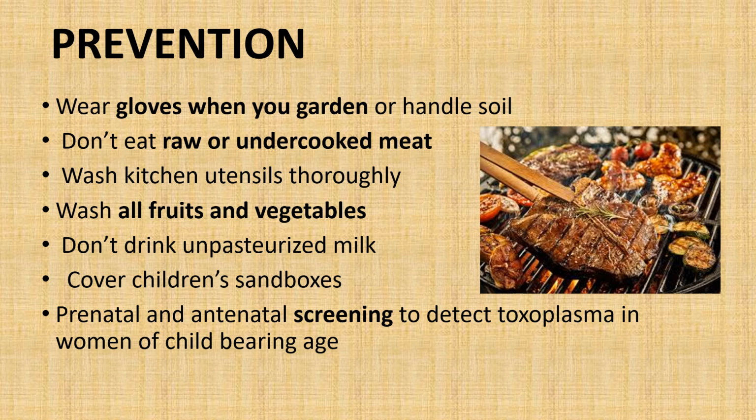Finally, prevention of toxoplasmosis के लिए क्या करना है जी? You have to wear gloves when you garden. Raw या undercooked meat मत खाइए. Cook your food properly before you eat it. Wash your kitchen utensils thoroughly. Fruits, vegetables, wash them properly as well. Do not drink unpasteurized milk. Litter boxes का ख्याल रखें. Screening करें, and if you have a pregnant woman around, then make sure that she keeps away from the cat litter boxes.